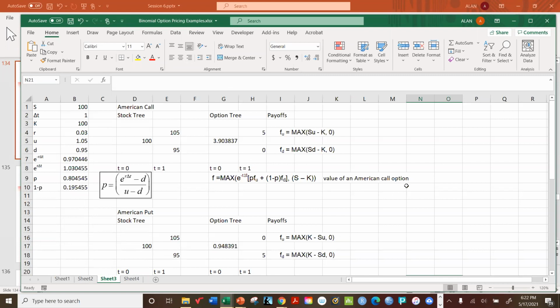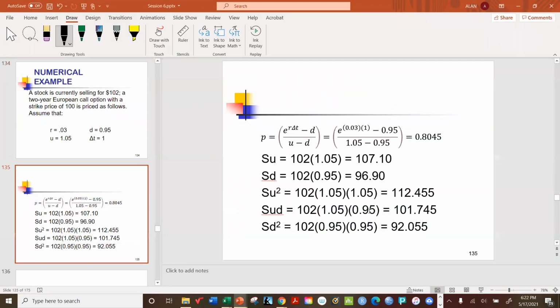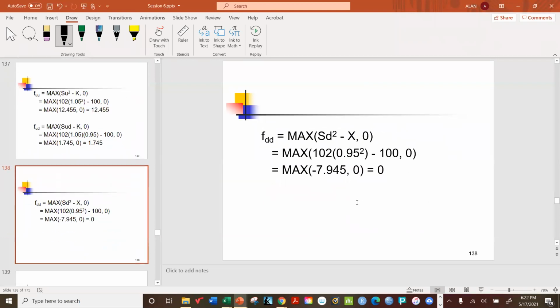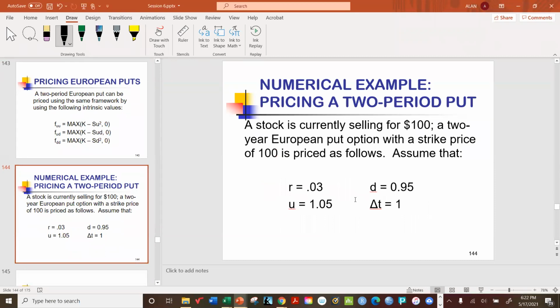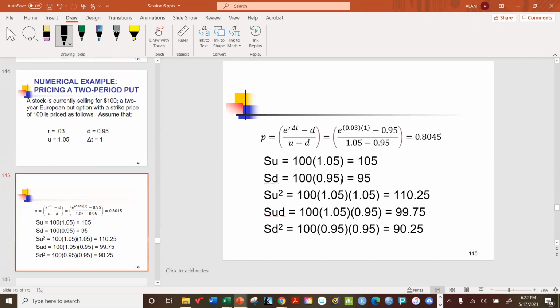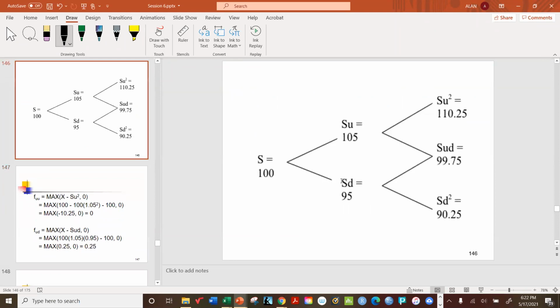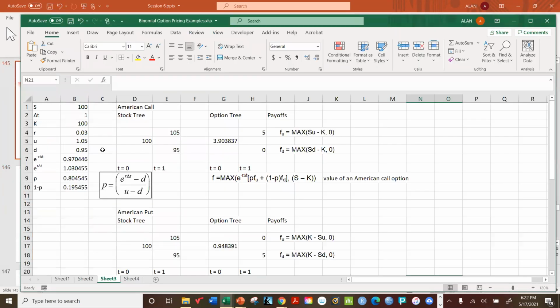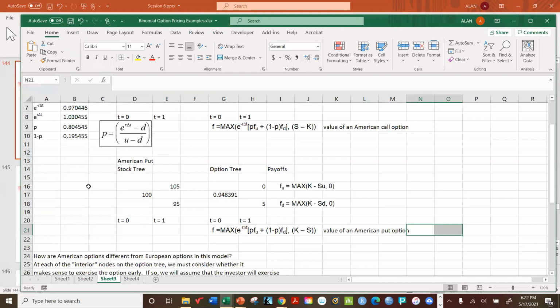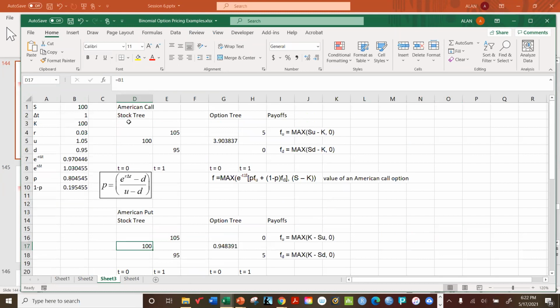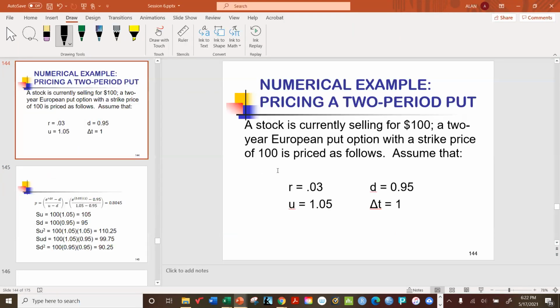Now we're ready for the American option. Now this is where it gets interesting. What do we do differently with American options? Now here, the price is 100. So we're back to 100. And in the slides, we start with a put, which is okay. I've also got the equivalent call up here. The price is currently 100. It's a 2-year put. The strike is 100.